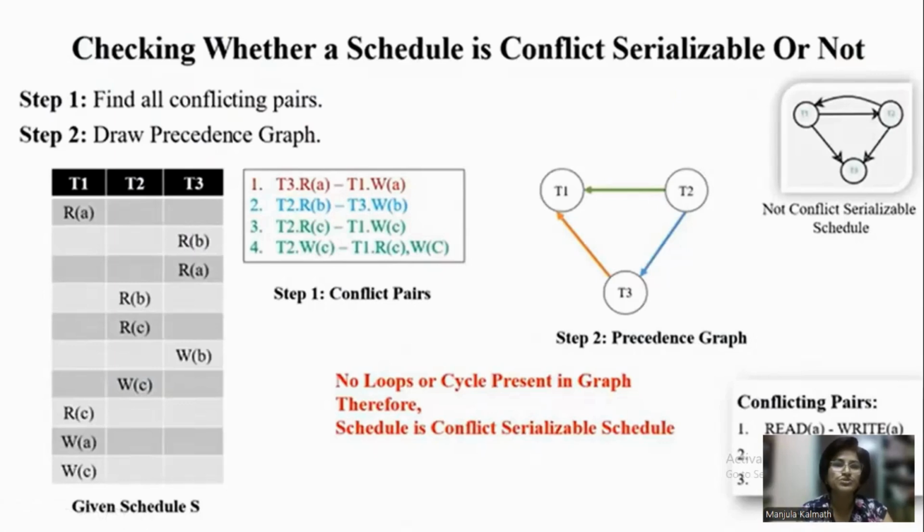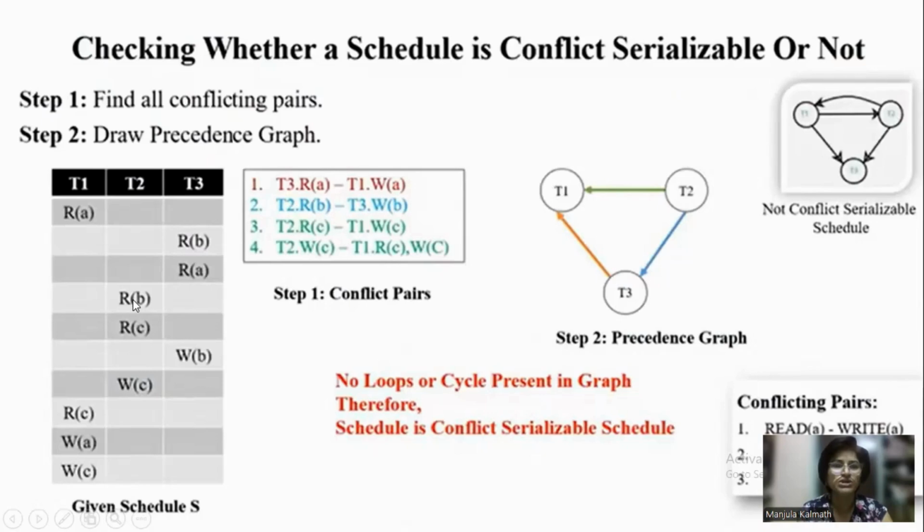Then it comes to read A. For this read A, there is no write A here, but in T1 there is a write A operation. Now T3 to T1 has a conflict, so the direction we show is T3 to T1. Now we have three transactions T1, T2, T3, and from T3 to T1 there is a conflict, so we show the arrow like this.